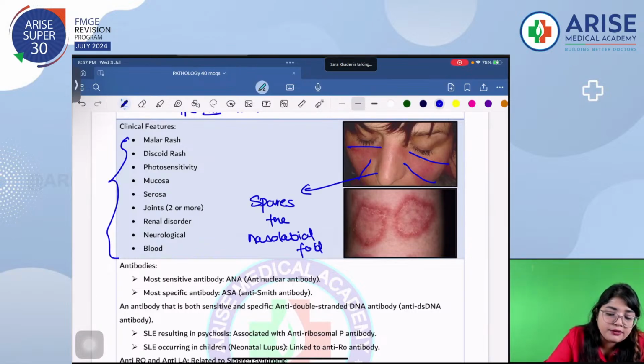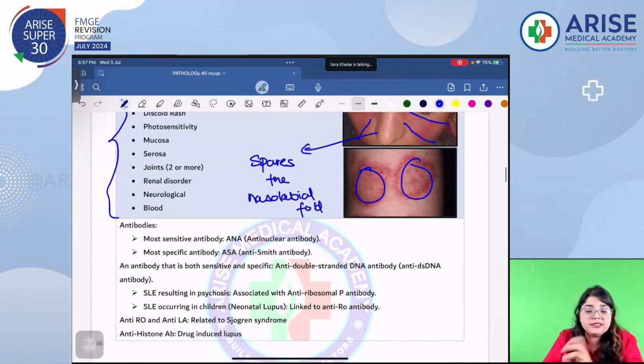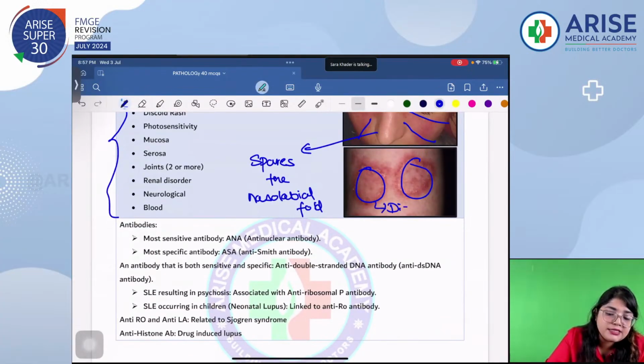Okay, very, very important. This is your chronic cutaneous lupus, which is discoid shaped. The rash is discoid shaped.